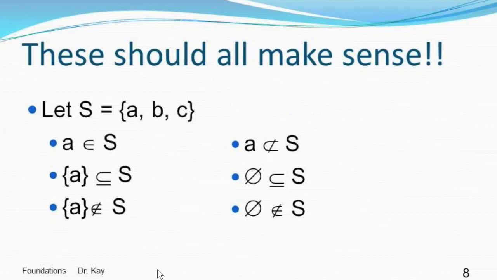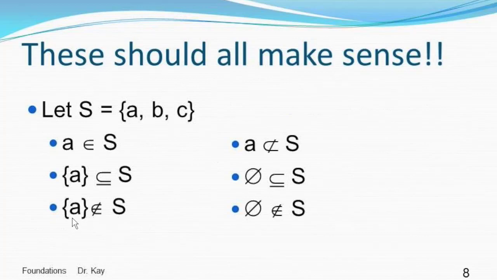All of these statements should make sense, so let's go through them real quick. Let's suppose that S is the set containing 3 elements: A, B, and C. A is indeed an element of S. The set containing A is a subset of S, and in fact, it's also a proper subset of S. But the set containing A is not an element of S.